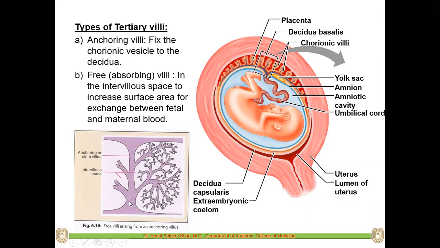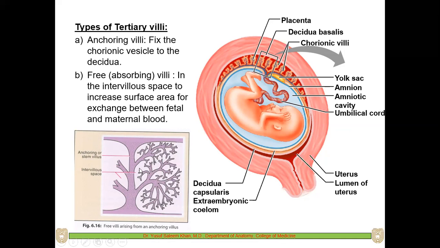So this is one villus. There are types of villi. Some are called anchoring villi, and some are called free villi. Anchoring villi fix the chorionic vesicle to the decidua. So they are fixed from one side to the other side. From the maternal side to the fetal side, they are totally connected. Okay, so these are called the anchoring villi. And some of these branches will be floating, and these are called the free villi.